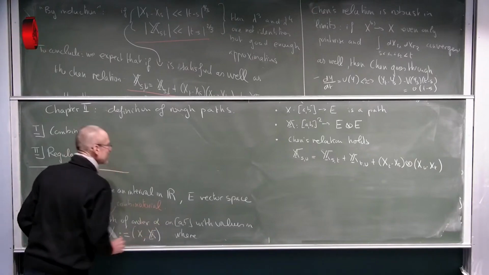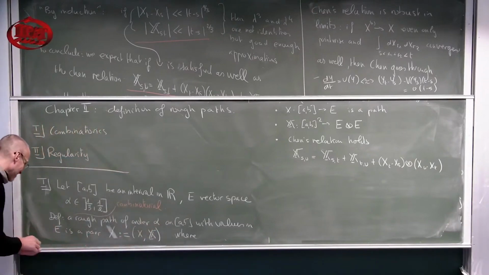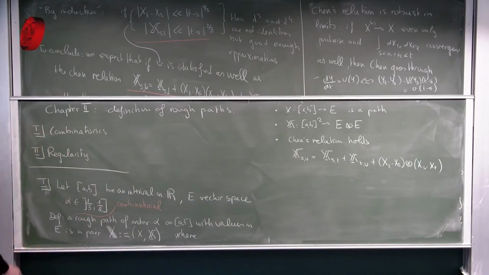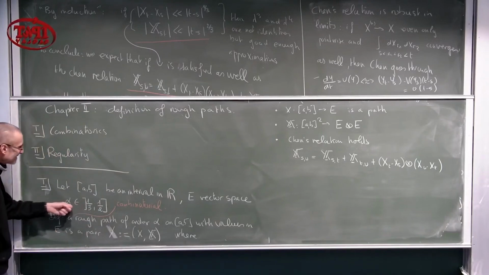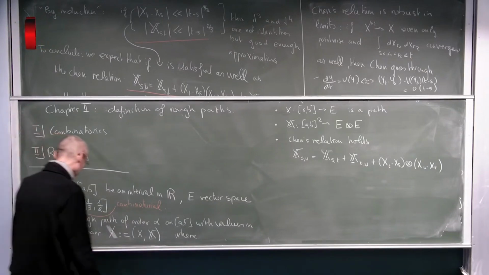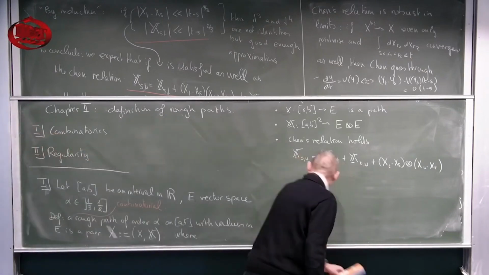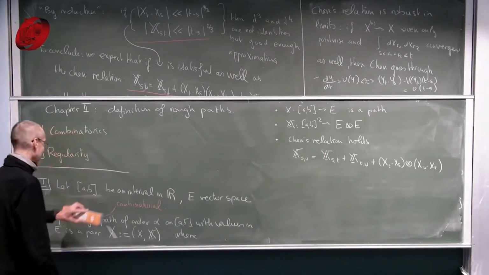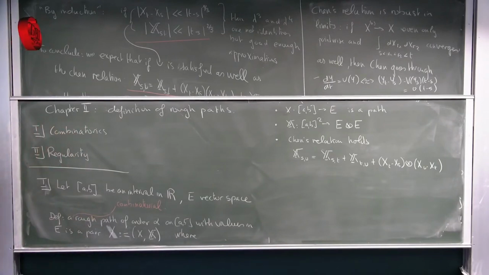I'm missing some essential information, as we shall soon see. I have to impose some regularity conditions. And in fact, without these regularity conditions, you may wonder why we are asking for that alpha. Well, alpha doesn't appear in the definition for the time being. So let's just remove it. It's combinatorial.